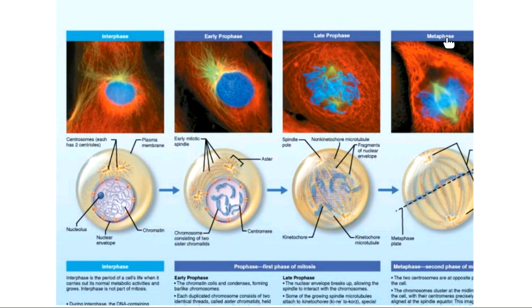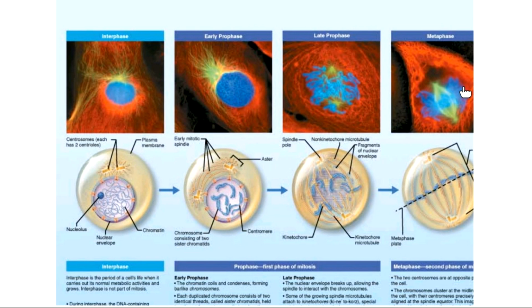After prophase finishes, we transition into what's called metaphase. The way you're going to identify metaphase is a line of chromosomes in the middle of the cell. That line of chromosomes in the middle of the cell is called the metaphase plate. The metaphase plate is when all of the chromosomes meet in the middle of a cell.